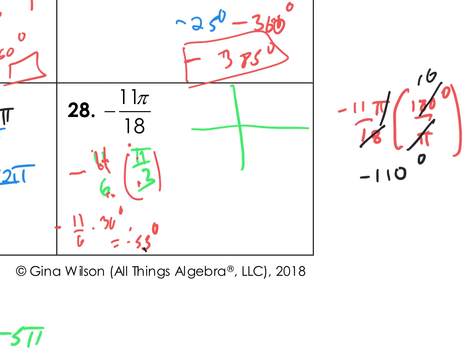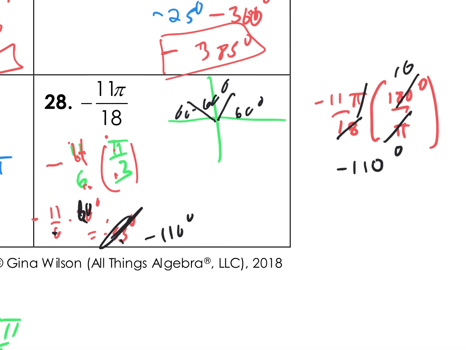11, 6 times 3 is 18. Pi over, oh, I'm sorry. Pi over 3 is not a 30-degree angle. What planet am I from? Pi over 3 is a 60-degree angle. Wow, that was a brain burp. It should be times a 60. 6 goes into 60 10 times. There it is. Negative 110. Okay, I got it.